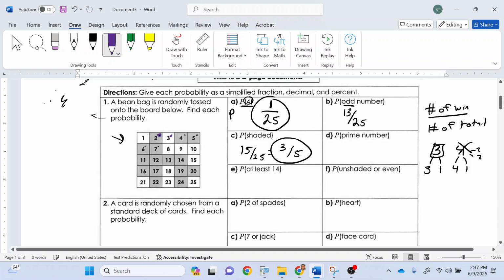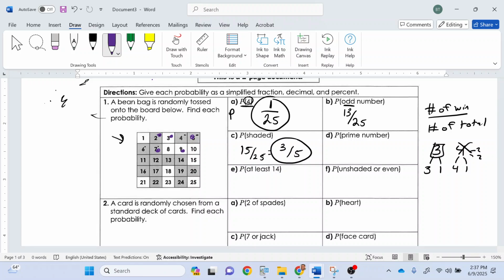So 2, 3, 5, 7, 11, 13, not 15 because that's 5 times 3, 17, 19, not 21 because that's 7 times 3, 23, 25 is 5 times 5, that doesn't work. And I think I counted 9, but 9 does not work because that's 3 times 3. So 1, 2, 3, 4, 5, 6, 7, 8, 9. So there are 9 out of 25 prime numbers. Can't simplify that, so it stays 9 out of 25.